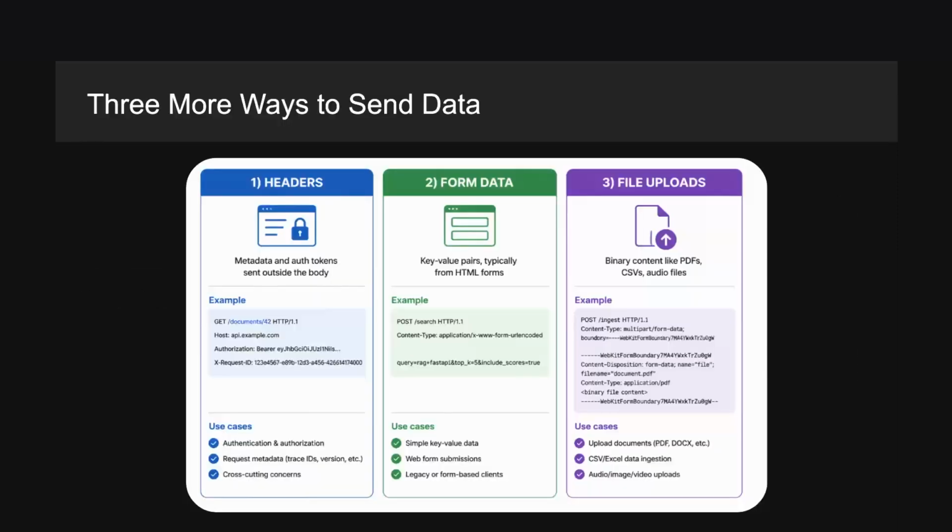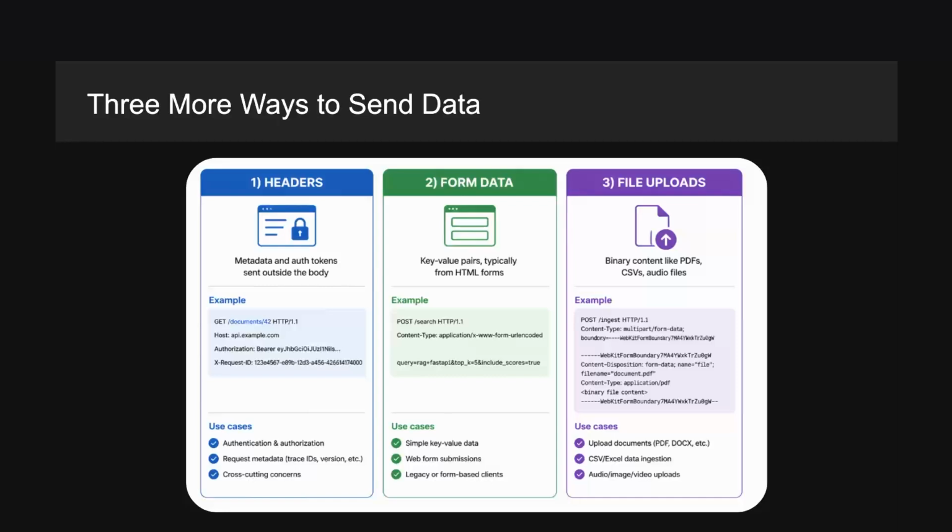Look at the three cards on the screen. These are the three request patterns you need beyond path, query, and JSON body. First, headers. On the left, notice the example. It's a GET request with an authorization bearer token and a custom X-Request-ID. That's typically for API authentication and request tracing.